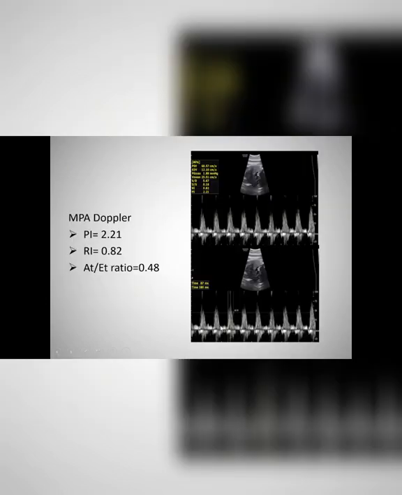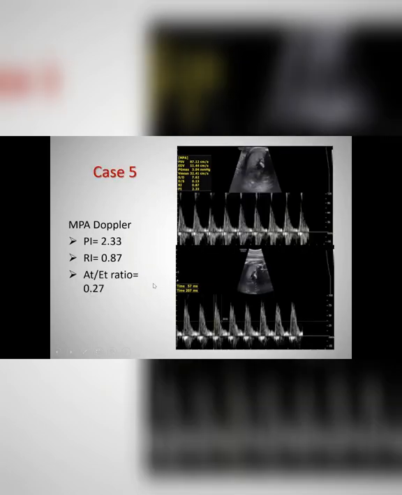Here we have a case where the PI is 2.2, the RI 0.8, and the acceleration time to ejection time ratio 0.84, and this means it's a good mature fetus. This is another case, and here the ratio is low. So this is an immature fetus regarding the Doppler indices.